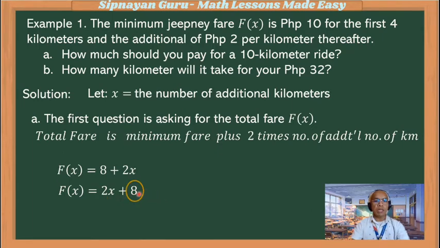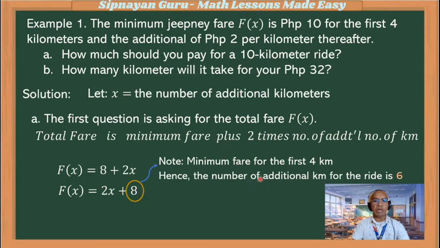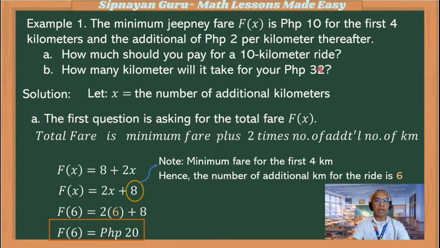Now take note, this 8 is the minimum fare and that is good for 4 kilometers. So for the 10-kilometer ride, the additional number of kilometers is 6. We will substitute that one to the given function. So f of 6, we will substitute x by 6. Then 2 times 6 plus 8. Then 2 times 6 is 12. Then 12 plus 8 is 20. So therefore, you will pay 20 pesos for a 10-kilometer ride.